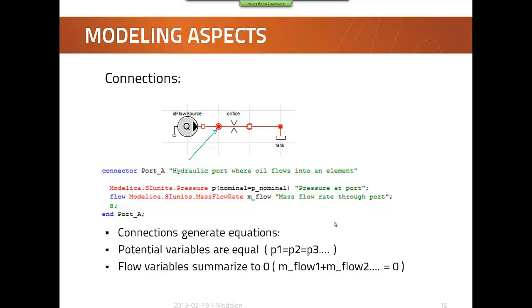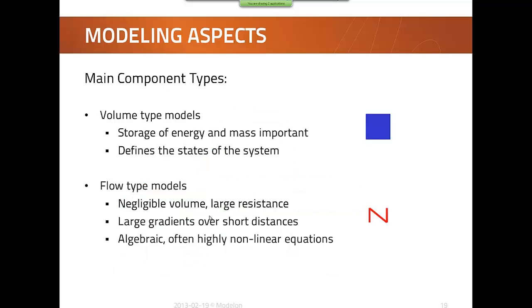Each connector contains these two variables, P for the potential variable and mFlow for the flow variable. And every time you connect components like this, you will generate the corresponding equations for that.